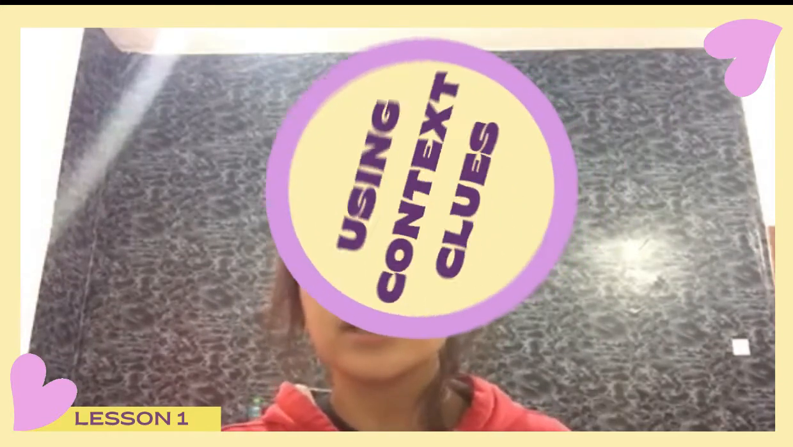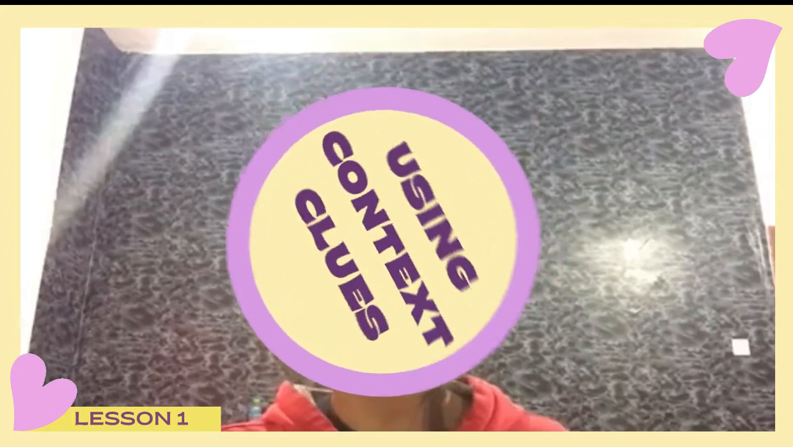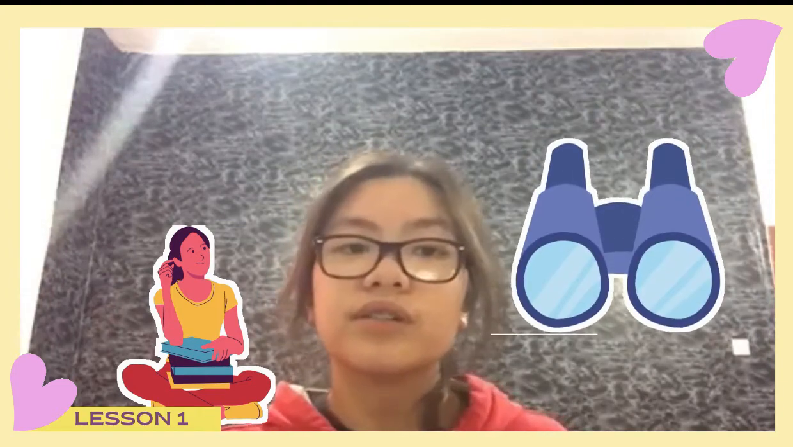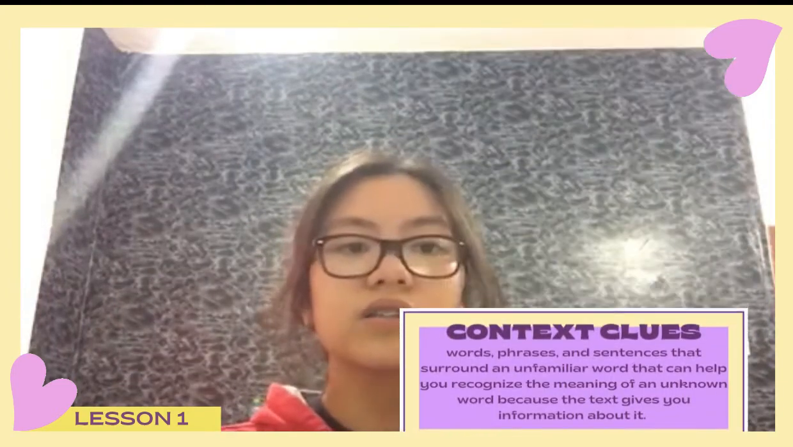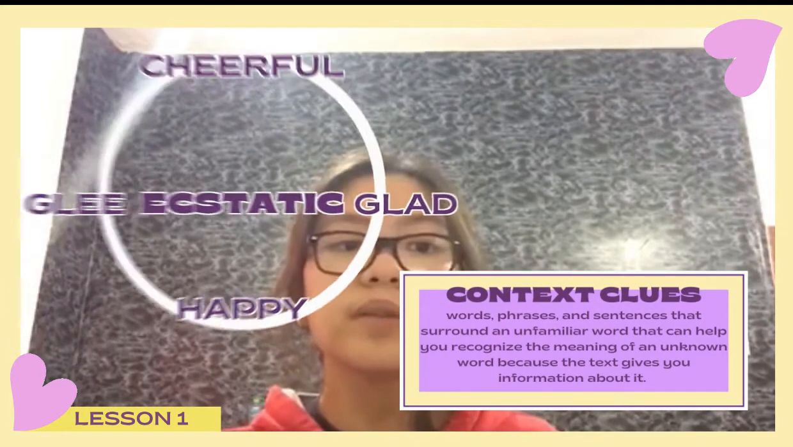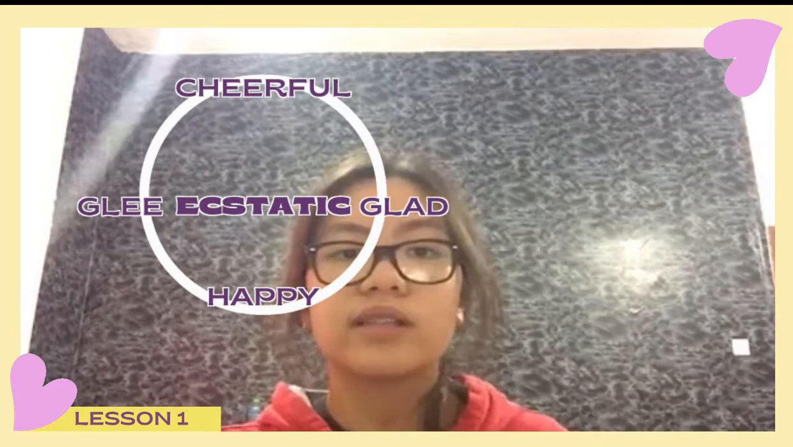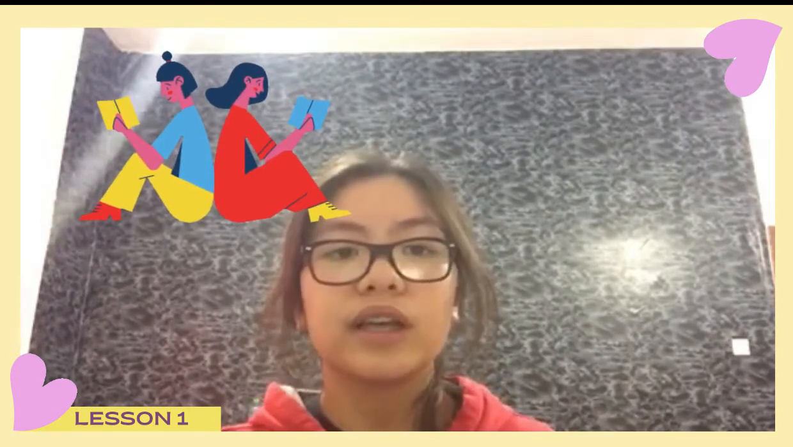This is using context clues, where one perceives ideas and comprehends different terms and concepts unfamiliar to you by observing the surrounding content of the detail that you are scrutinizing. Context clues are words, phrases, and sentences that surround an unfamiliar word that can help you recognize the meaning of an unknown word, because the text gives you information about it. This is a very useful process because it allows you to read more fluently.